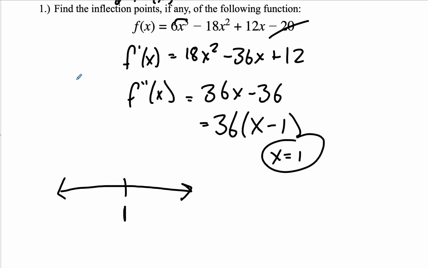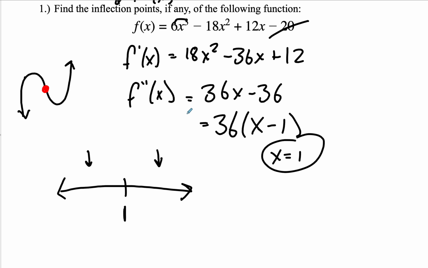Okay, so I need to choose a number that's less than 1, and a number that's greater than 1. And if the sign of the second derivative changes, then I know that this is in fact an inflection point. Because, for example, if it was negative, we'd have concave down, and then if it was positive, we'd have concave up. So this point right here where it changes, that would be a point of inflection. So let's take a look.